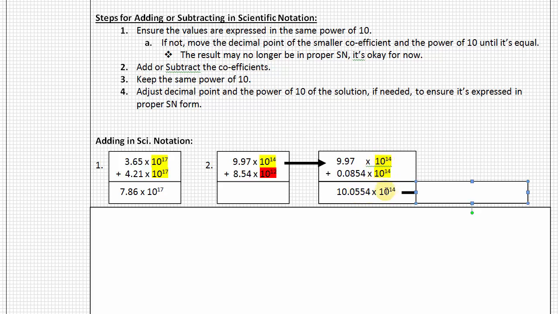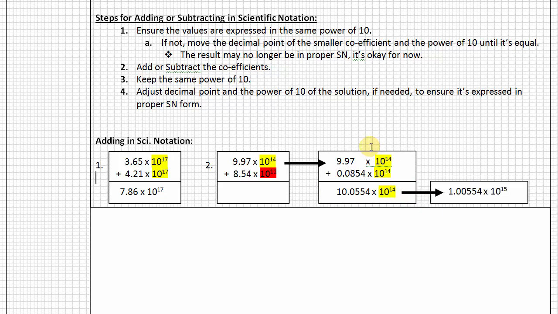Keeping the power of 10, so we kept it as 10 to the 14th. But as you can see, now we have an issue with step number 4. We need to make sure that it's in proper scientific notation. Scientific notation, the coefficient can't go past the ones place. So we need to move our decimal point from between these 2 zeros to here, so that it's in proper form, which is also going to mean that we are increasing our power of 10 because we're moving the decimal point.